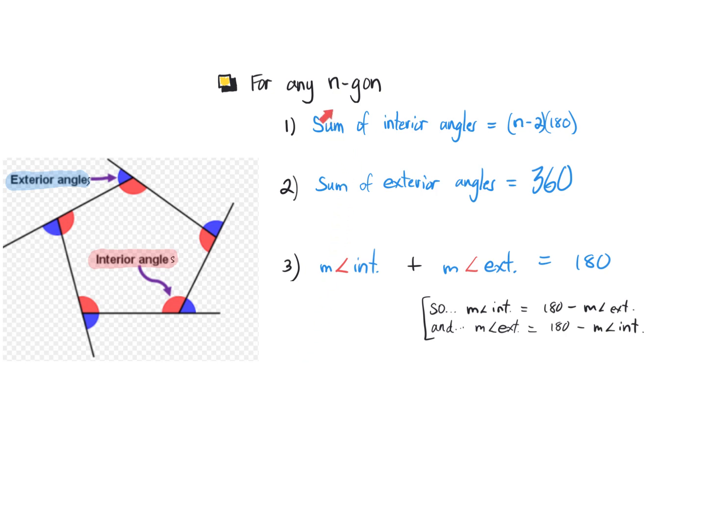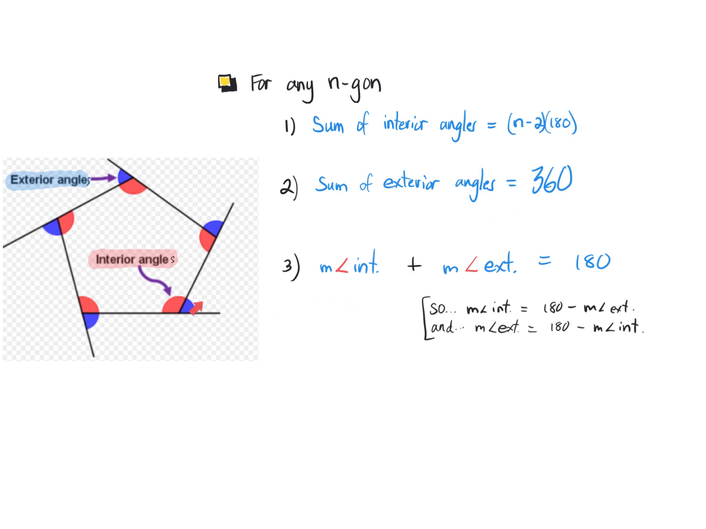In summary form, for any n-gon, we have red interior angles and blue exterior angles, and the sum of all the red interior angles will be the number of sides minus 2 times 180. The sum of all the blue exterior angles will always be 360. It doesn't matter if this polygon has 5 sides like this picture or 5 billion sides. The exterior angles will always add up to 360.